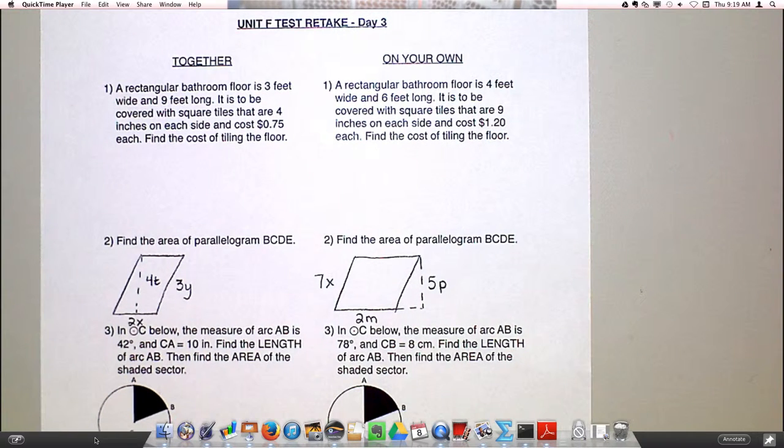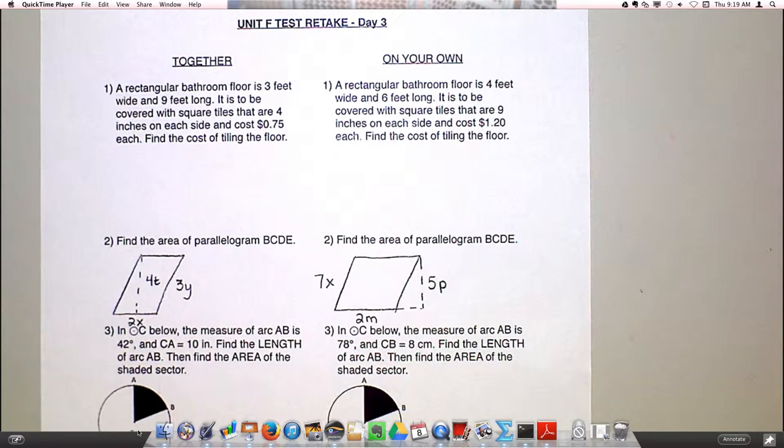This is day 3. The first question listed there on day 3, possibly the most complex question on your test. Not that it's difficult to do, but it's got the most steps. It was also a 4-pointer question.